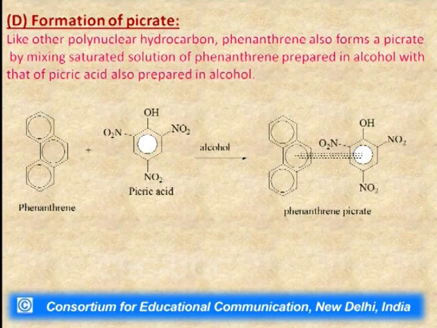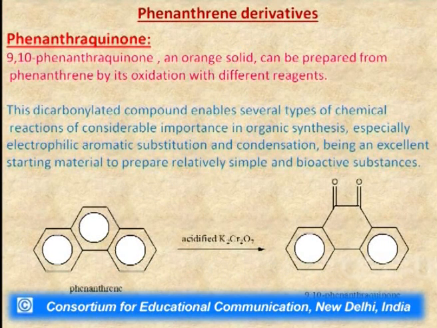In this reaction, phenanthrene is the electron rich molecule, and picric acid, since it contains 3 nitro groups, is very electron deficient. Nitro groups are electron withdrawing groups which withdraw electrons from the benzene ring. So this electron withdrawing nature of nitro groups on the picric acid makes a picrate formation with this electron rich phenanthrene ring. So we will get here the phenanthrene picrates.